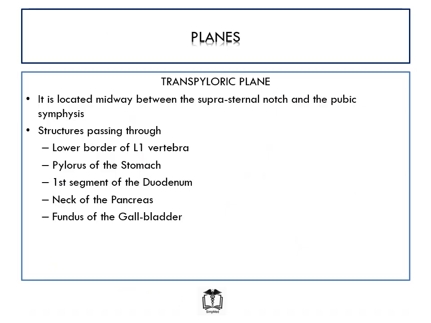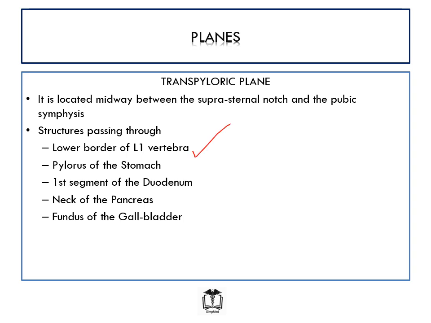Now let's turn our attention a bit to the transpyloric plane. As I said, the transpyloric plane is located midway between the suprasternal notch and the pubic symphysis. But more importantly, there are structures found directly in relation to it. These are numerous structures we need to really pay attention to because they could ask you in your in-course questions. Starting with the first structure, the lower border of L1, as I showed before.